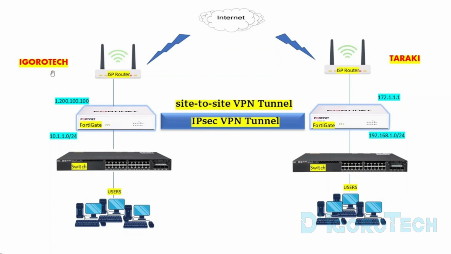The IPsec network has the public IP address of 1.200.100.100 with a LAN network of 10.1.1.0 with a /24 subnet mask. The Taraki network has the public IP address of 172.1.1.1 with a LAN network of 192.168.1.0 with a /24 subnet mask.